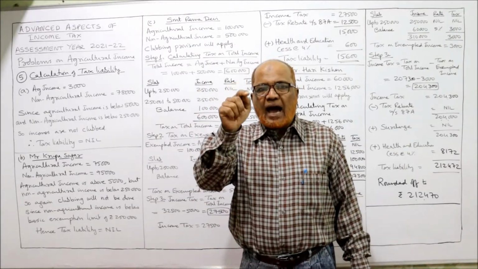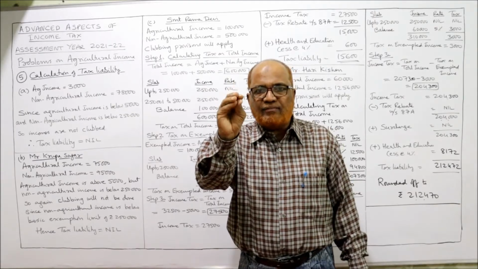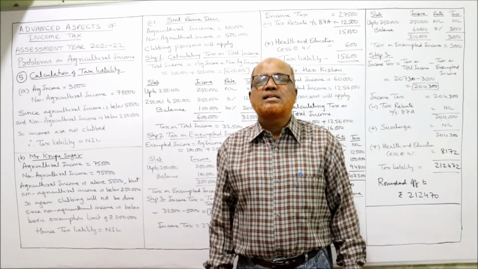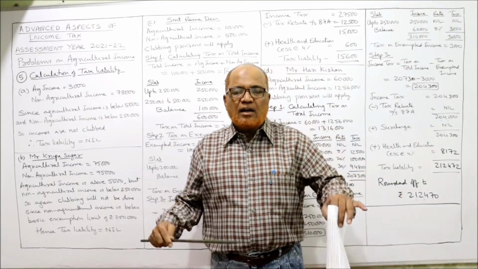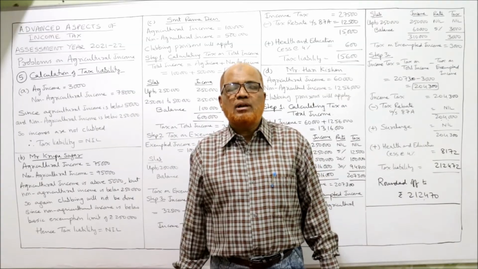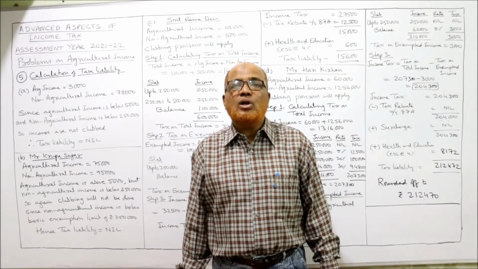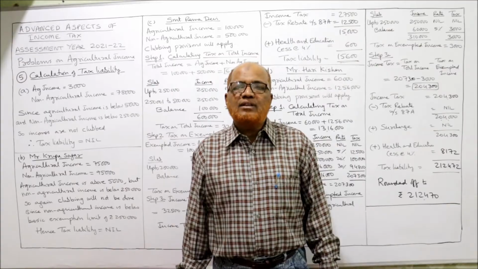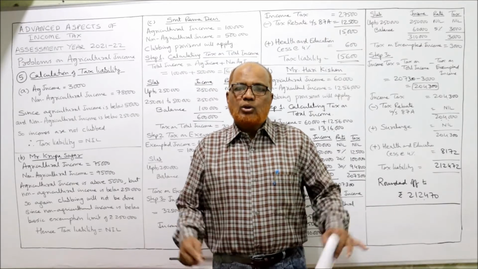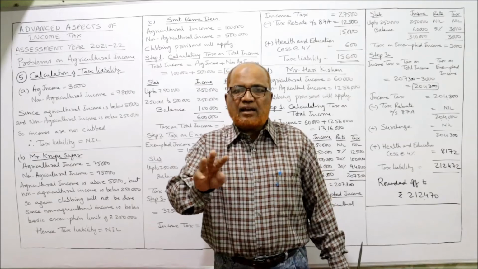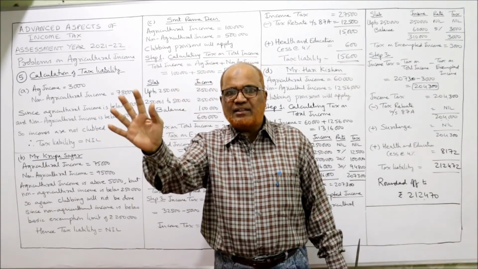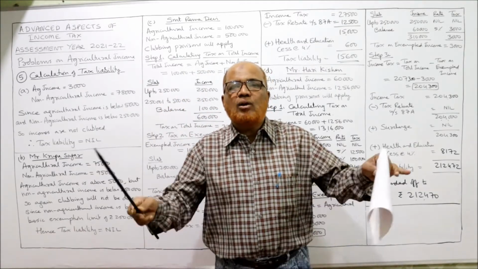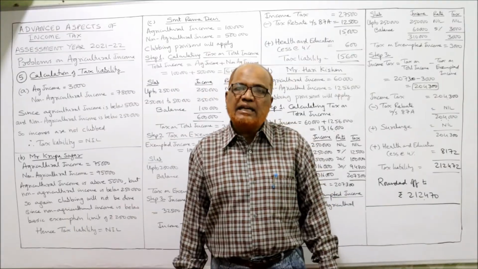The first condition: agricultural income should be more than 5,000 and non-agricultural income should be more than the basic exemption limit. For the current assessment year, the basic exemption limit is 2,50,000 for a non-senior person. For a non-senior citizen, 2,50,000 is the basic exemption limit. The clubbing provision will apply if the agricultural income is more than 5,000 and non-agricultural income is more than 2,50,000, then only both the incomes are clubbed, integrated.